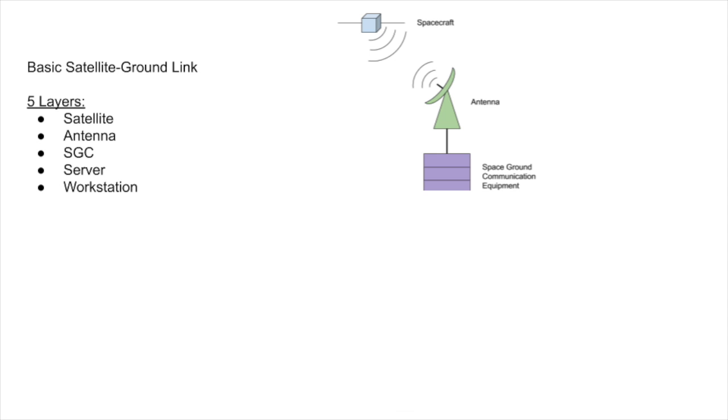Depending on the mission, the SGC may be put in the antenna layer or even the server layer. But because they are responsible for so many critical functions within the data path, I like to pull them out and put them in their own layer.